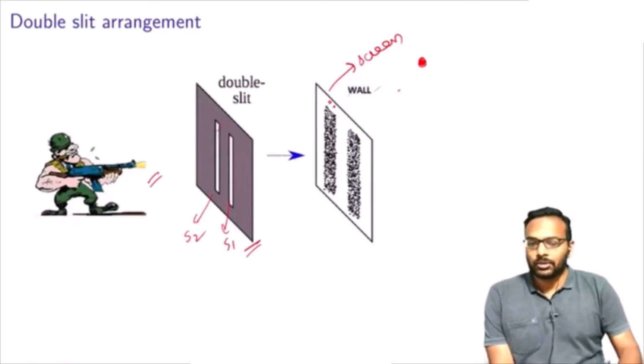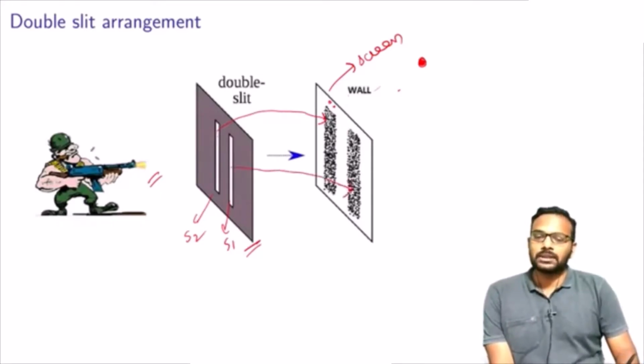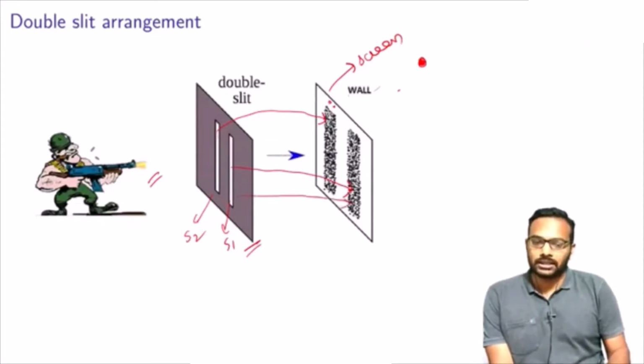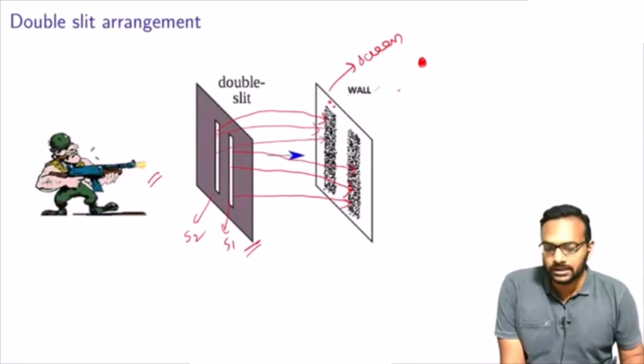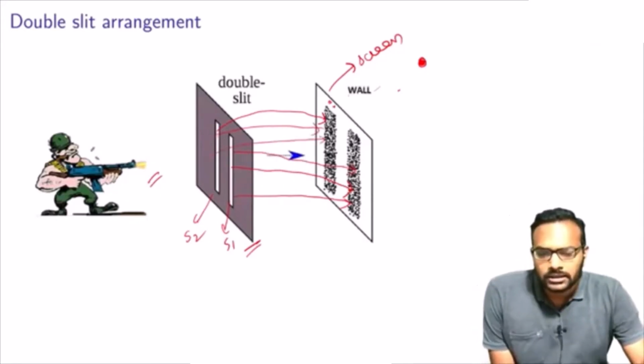Behind slit 1, you will have all the bullets that passed through slit 1, and behind slit 2, you will have all the bullets that passed through slit 2. Bullets passing through here will reach here, and bullets passing through here will reach here. Nothing surprising. This is the pattern that you expect. This is all fine.